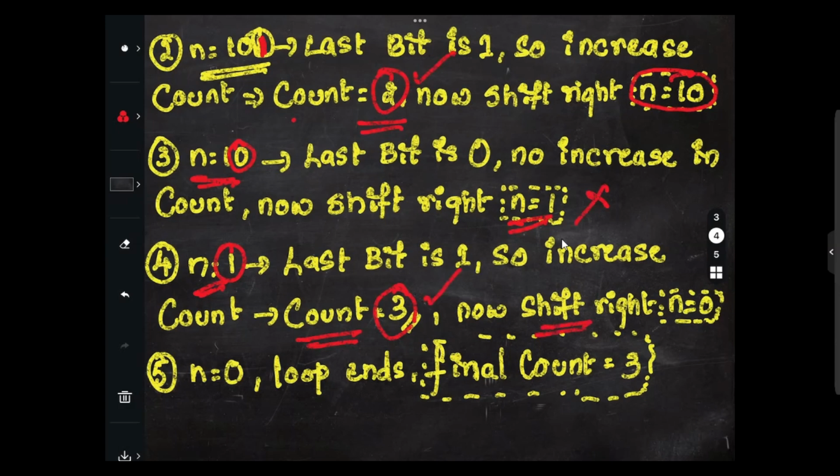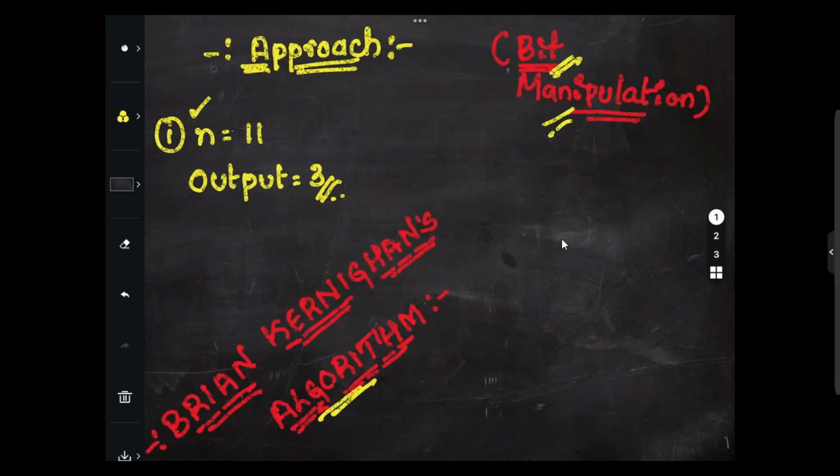Now we will shift right, so n equals 0. When n equals 0, the loop ends. The final count is 3 here. This is what we will return as output. So we got the answer 3.